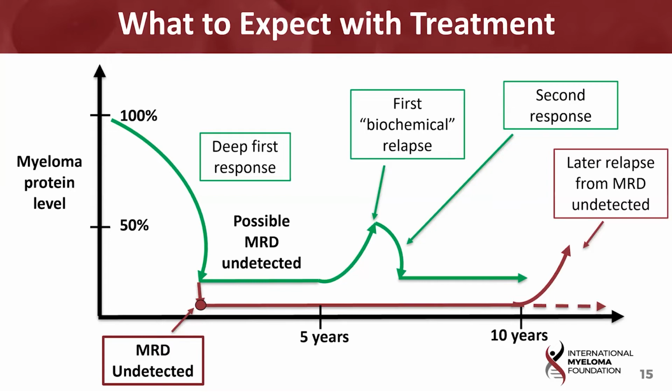You can also see on this slide that if you happen to get to that MRD level, so if you have a fantastic response, that bottom line goes out a much longer distance, out beyond 5 years, out to 10 years. Then there's a later relapse from that MRD undetected level, which might need to be dealt with, but at a later time frame. I think it's helpful to have this kind of perspective.